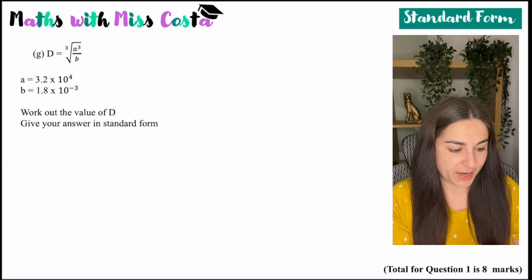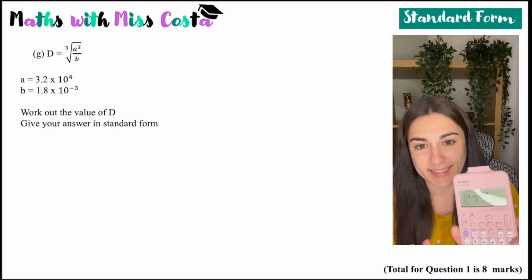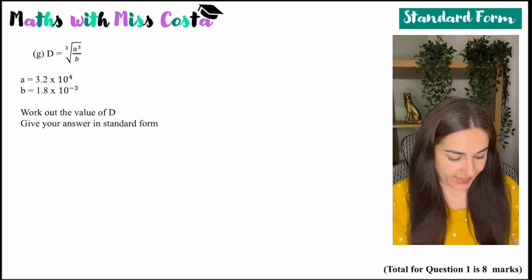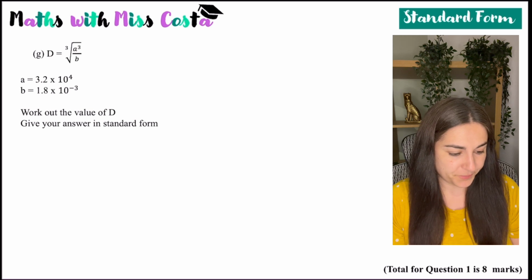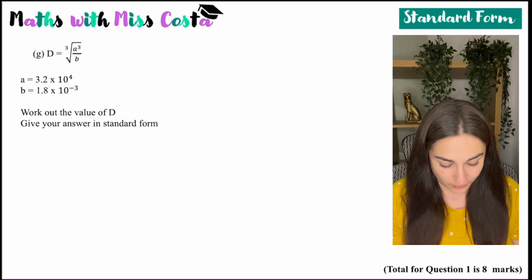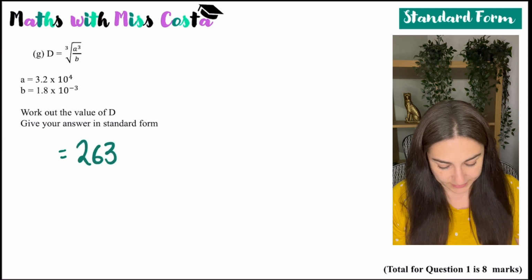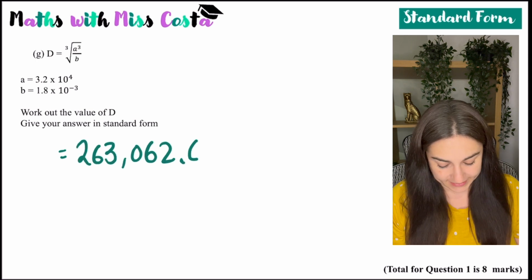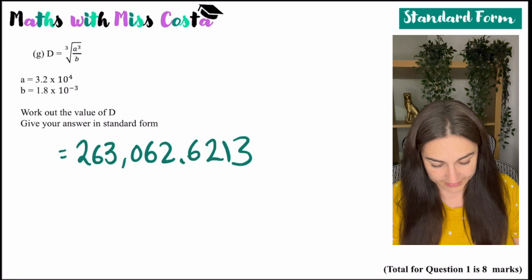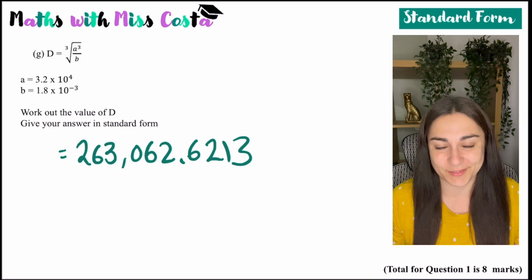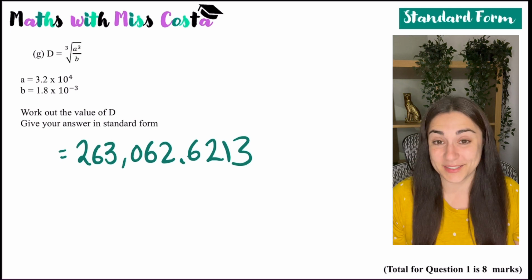So you enter that into your calculator, but you put it in brackets because the whole thing is being cubed. Okay, so the whole thing is being cubed, and then you divide that by 1.8 times 10 to the power of minus 3. Your calculator thankfully works that all out for you, and that would give you 263,062.6213. It says give your answer in standard form, so this is a bit of an ugly number in terms of it doesn't round nicely.